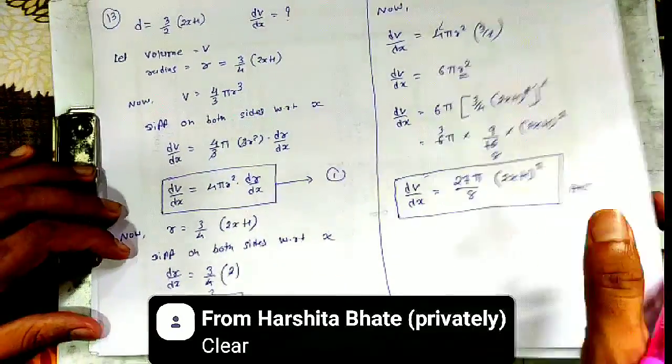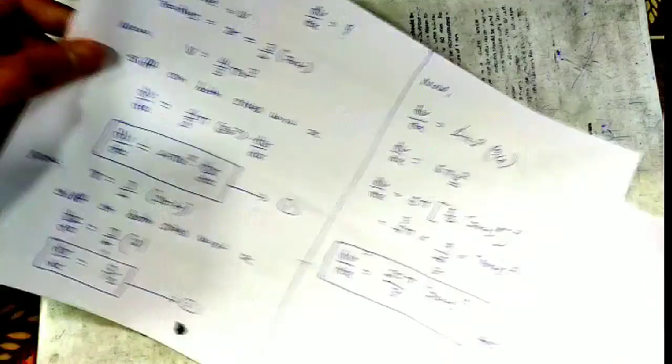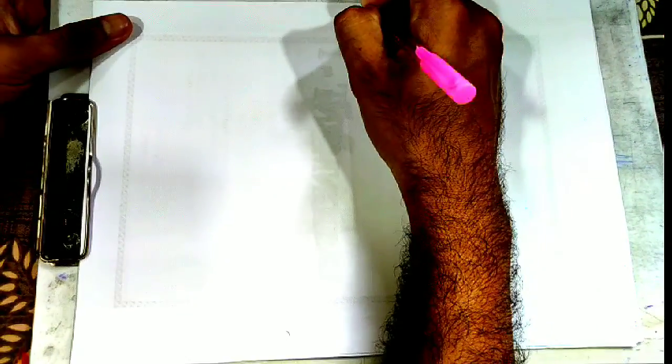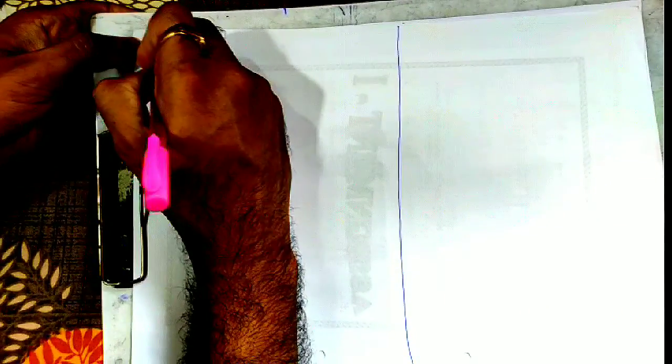Now next question. Question number 14. This is again one good question. Question number 14. A sand is pouring from a pipe at the rate of 12 centimeter cube per second.